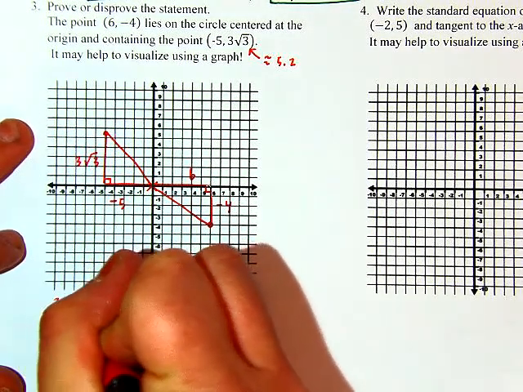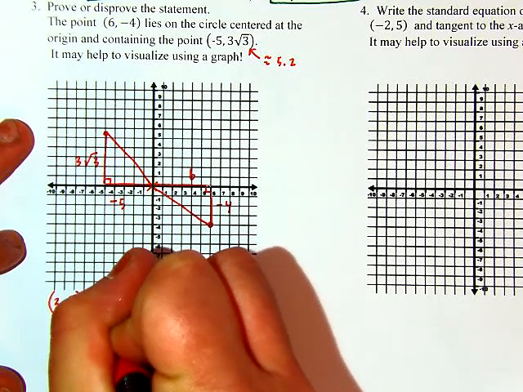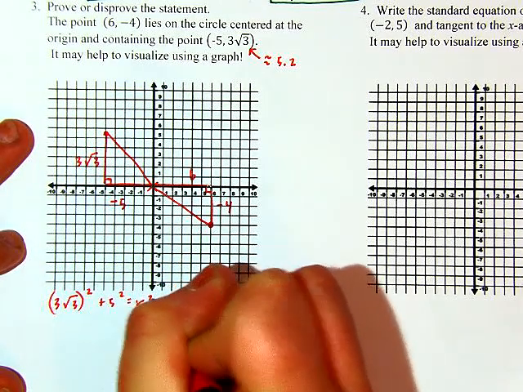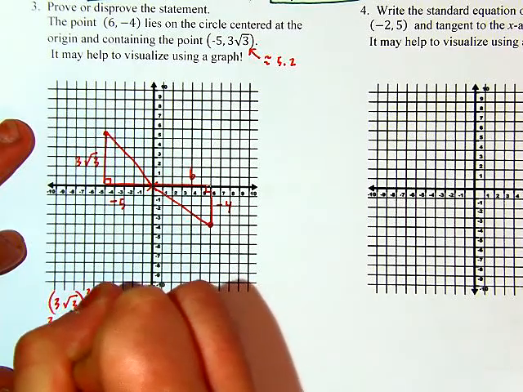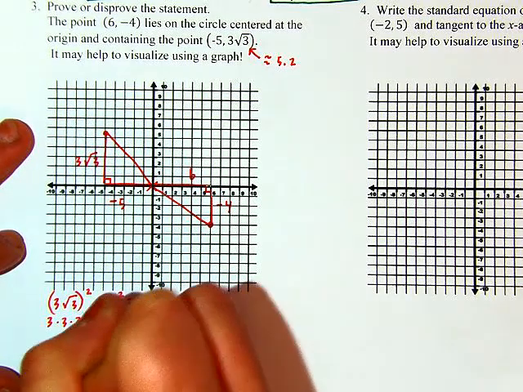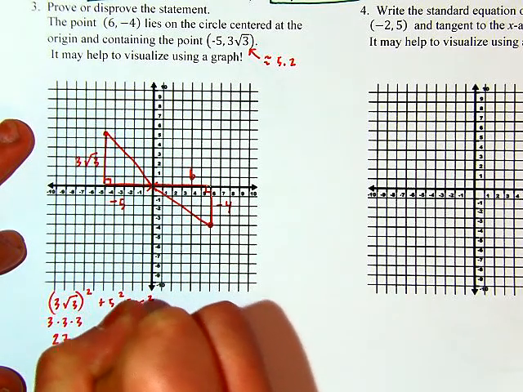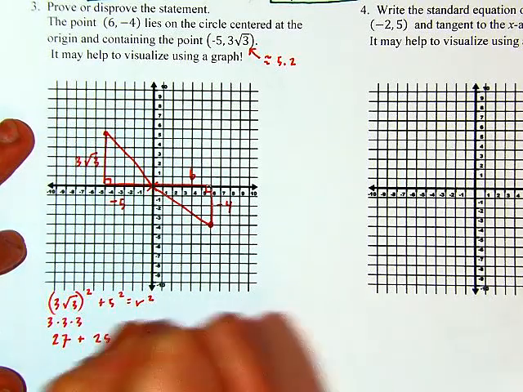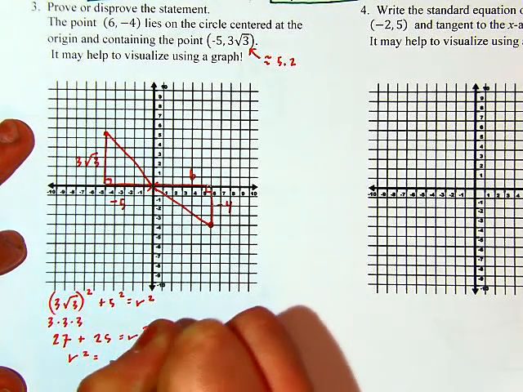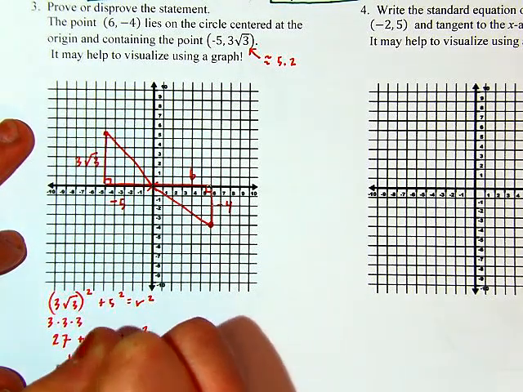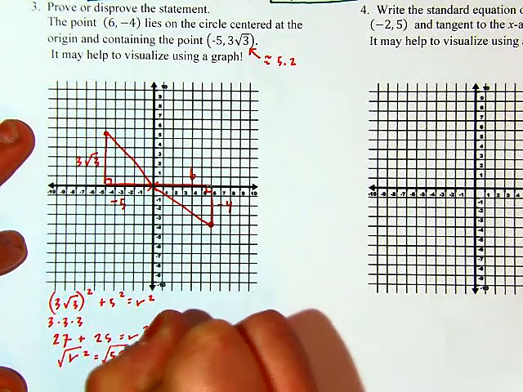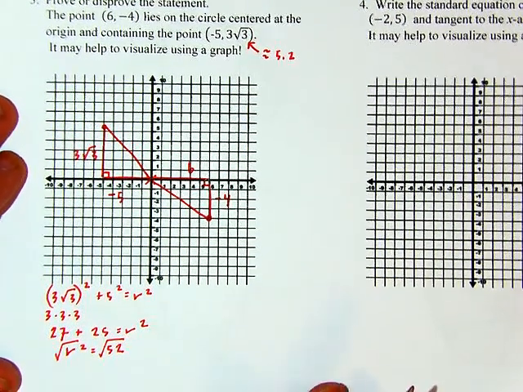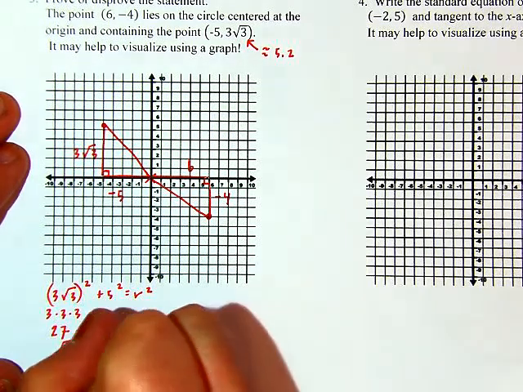So 3√3 squared plus 5 squared would equal the radius squared. So that's like saying 3 times 3 times 3, or 27, plus 25 equals the radius squared. Radius squared would be 52. Solve by taking the square root. We should know that 52 is 4 times 13, so 2√13.